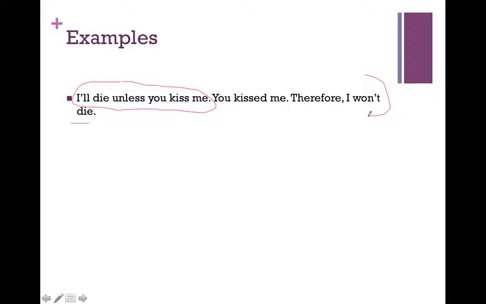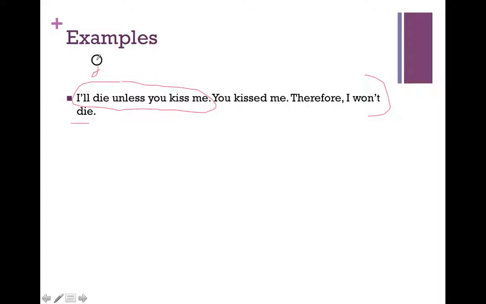But some of these arguments won't be so easy, and so it'll be useful to be able to symbolize them and then use the truth table test of validity in order to determine if they're valid. Now, as I was saying, I taught you guys how to symbolize this kind of argument here. I'll die unless you kiss me.